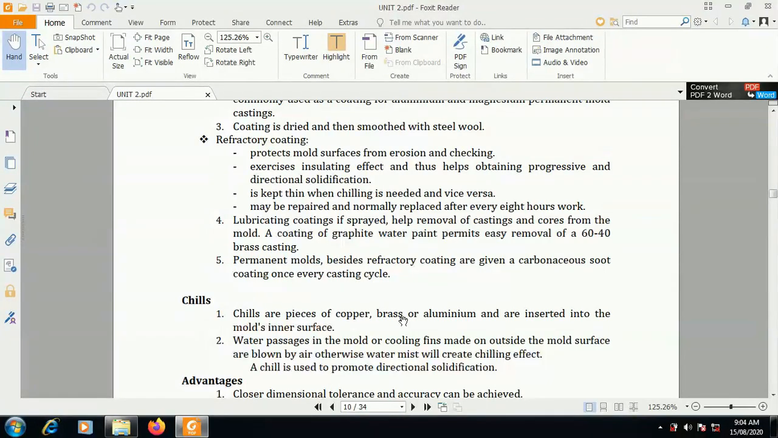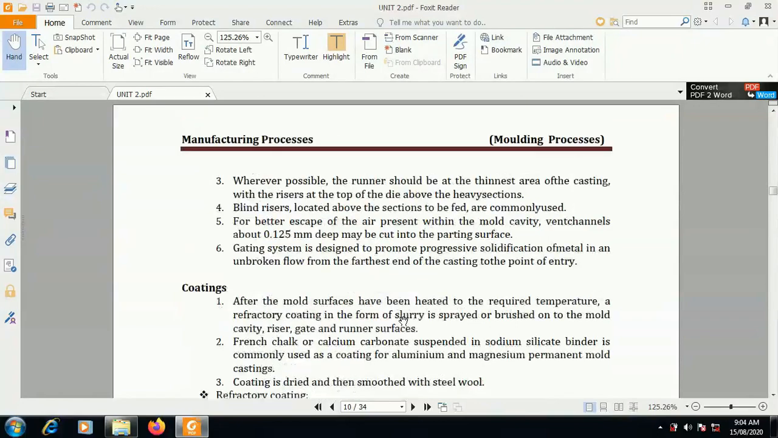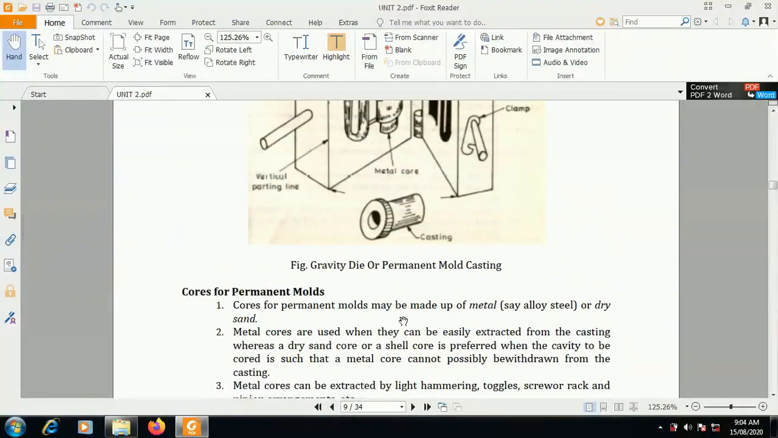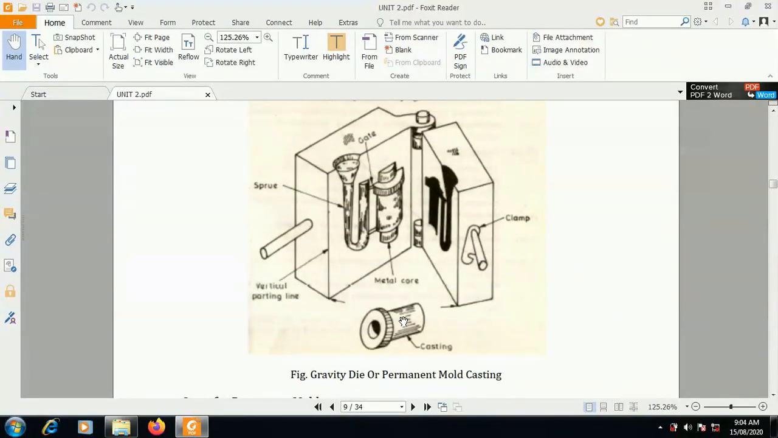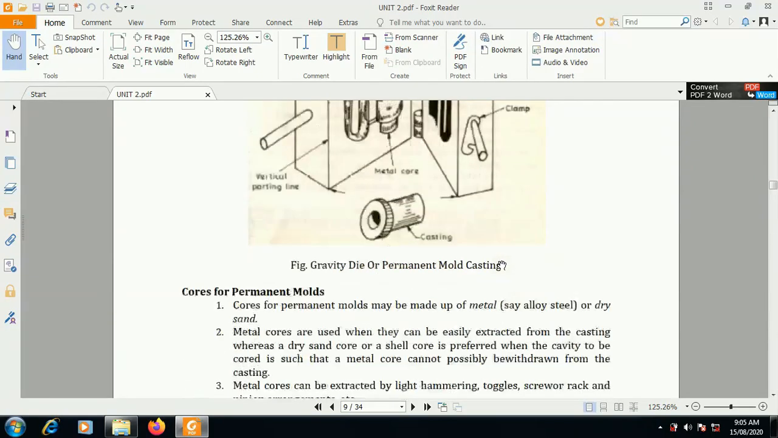Here you can spray water sprinkles on the outer surface of the mold cavity. In the figure we have seen that after coating, the mold is closed using this clamp, and after pouring you have to spray cold water on the outer surface of these walls, so that you can achieve directional solidification. At the same time you can give a chilling effect to the casting surfaces. That is about the chills.